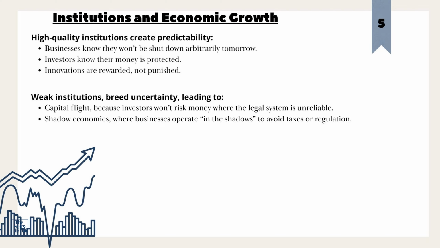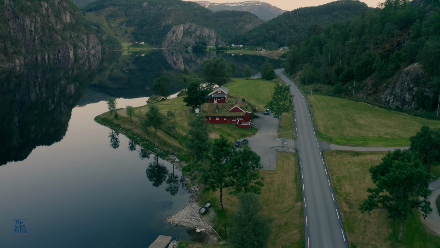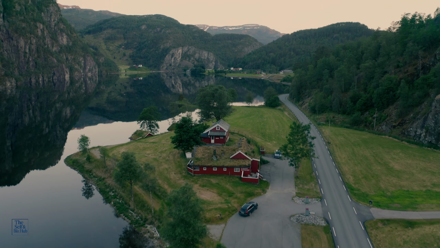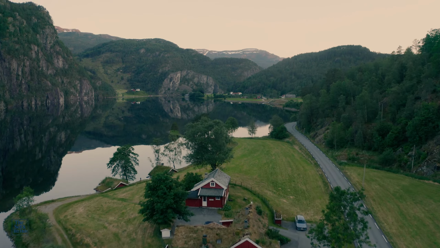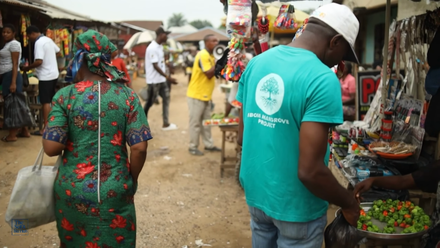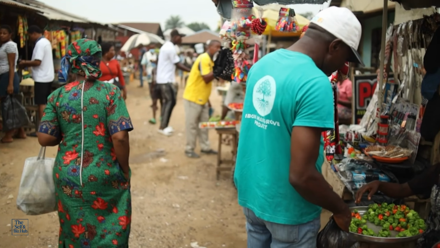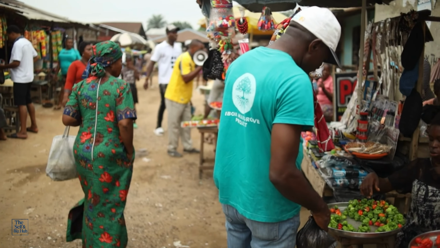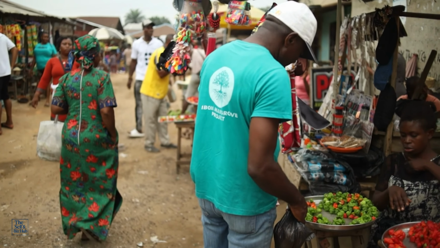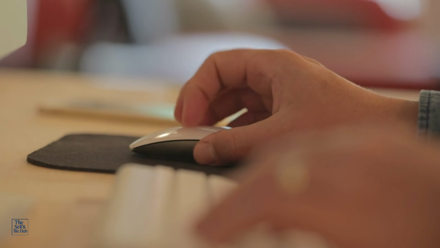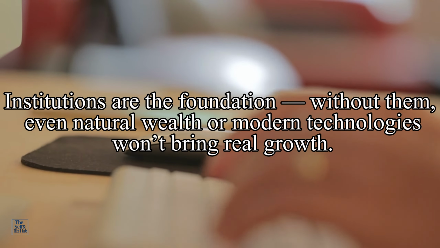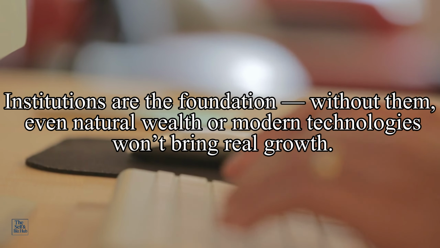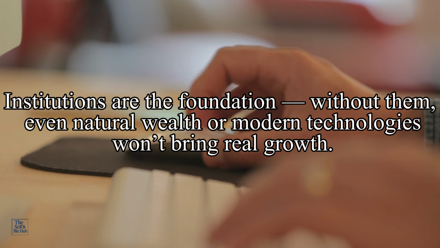Consider the resource curse. Norway created a transparent system through its sovereign wealth fund, investing for future generations. Nigeria had oil revenues for decades, but weak institutions meant most money vanished into corrupt schemes. These examples show that the strength and reliability of institutions determine whether a country can turn its resources into development or whether those same resources become a source of problems and instability. Institutions are the foundation. Without them, even natural wealth or modern technologies won't bring real growth.